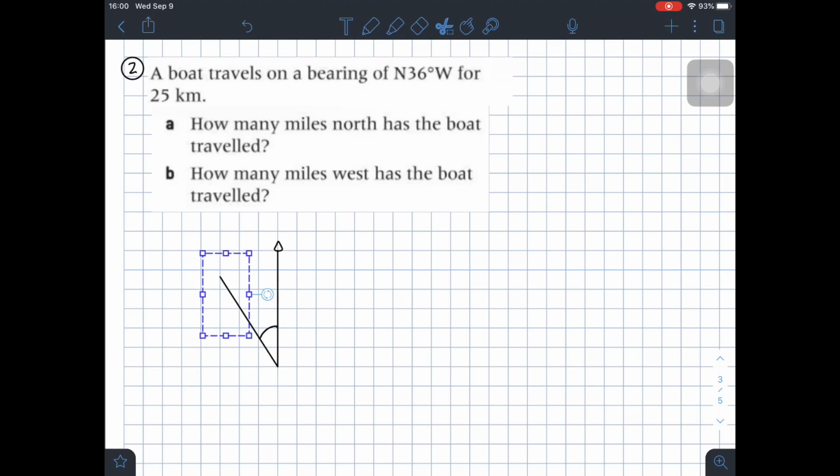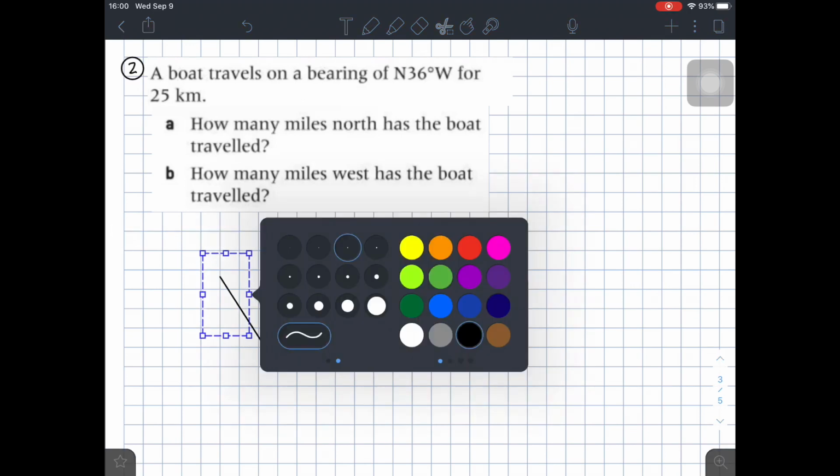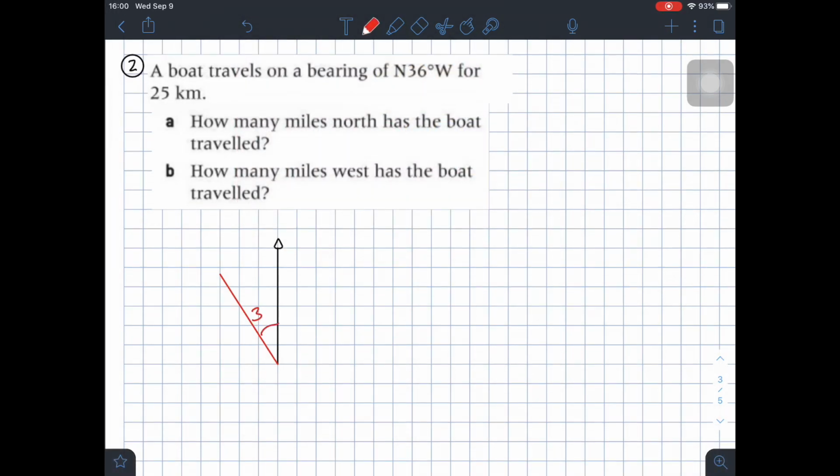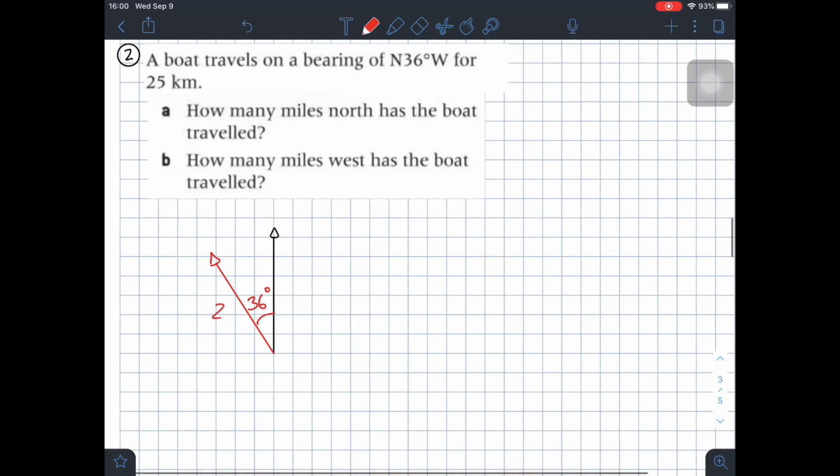Now I need to do this in red. This would be 36 degrees to the west, right? To the west means to the left, right? So this is our final direction over here. So it says, a boat travels on a bearing, we have already drawn this bearing, for 25 kilometers. So this is worth 25 kilometers.